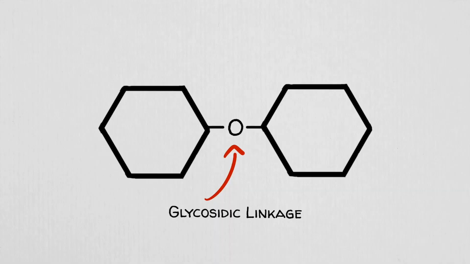Carbohydrates only contain the elements carbon, hydrogen, and oxygen in a 1 to 2 to 1 ratio. They are polysaccharides formed from monosaccharide monomers, which join to other monosaccharides with a specific type of covalent bond called a glycosidic linkage. These biological molecules can form long chains or ringed structures.